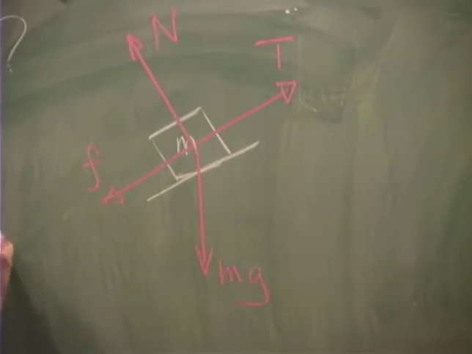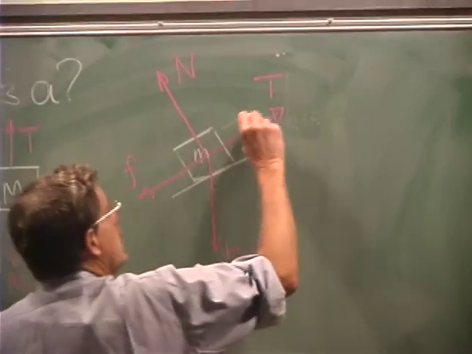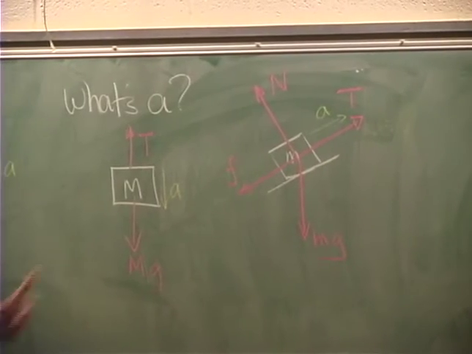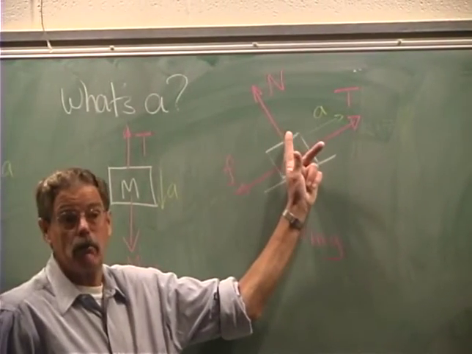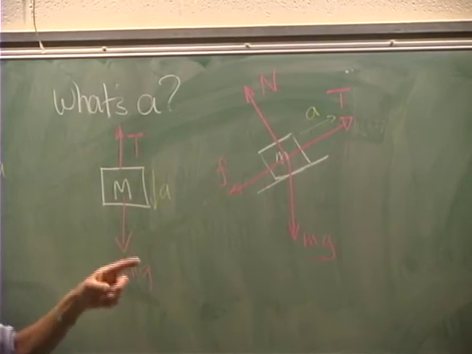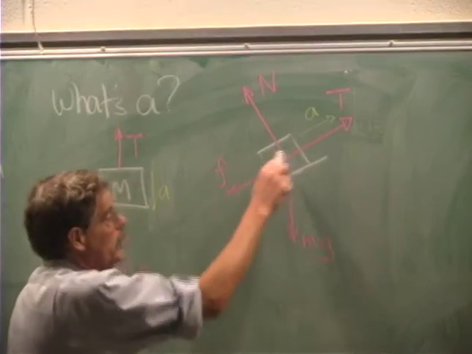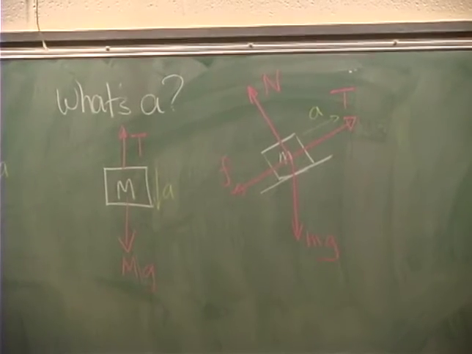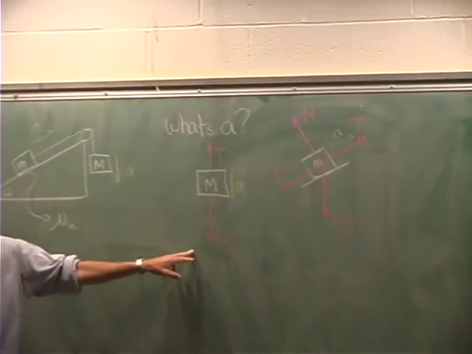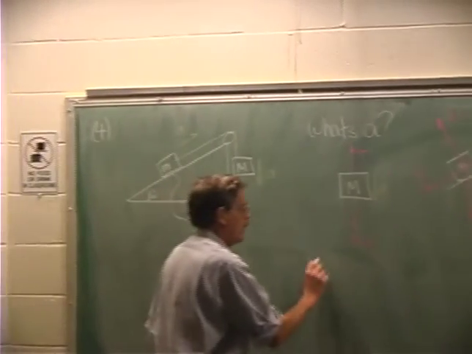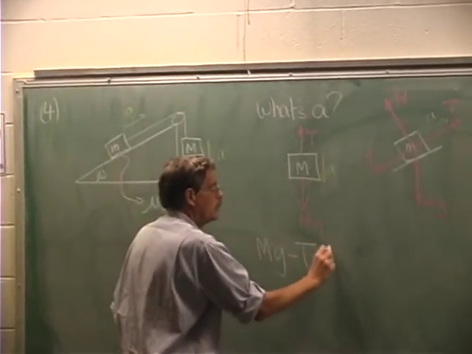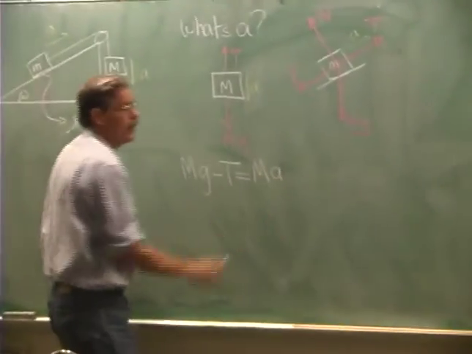This one, the acceleration is down. This one, the acceleration is up the plane. So that already has told me I'm planning to resolve the forces parallel and perpendicular to the plane, not horizontal and vertical. In fact, horizontal and vertical would be lousy here because there's only one vertical force in the problem. There are three things that are parallel and perpendicular. So, Newton's second law applied to this mass, capital Mg minus T equals capital M A.